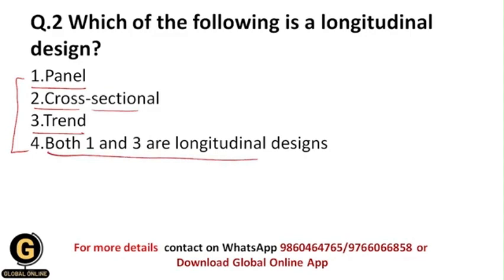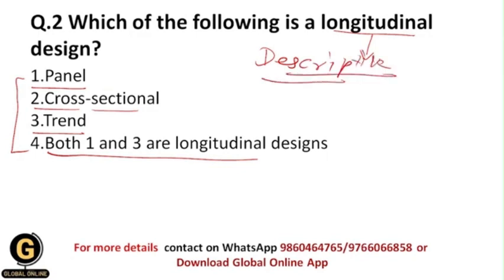So basically students, longitudinal design is a type of descriptive method, and descriptive method means we are going to provide the characteristics of a situation, event, or person, or group of people. Within the longitudinal design we are going to study a single individual for a longer period of time. And that's why longitudinal design has 3 types of designs, and the first one is panel study.